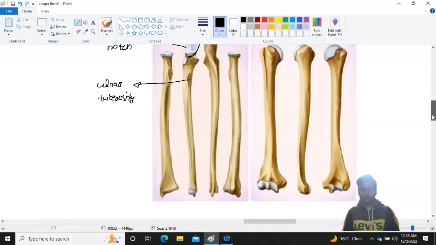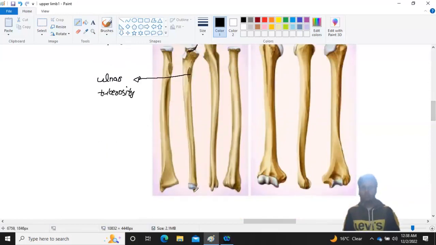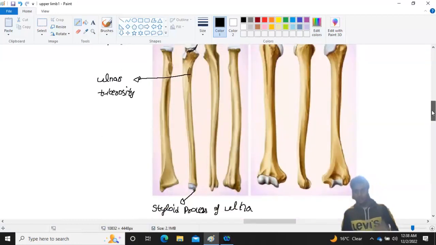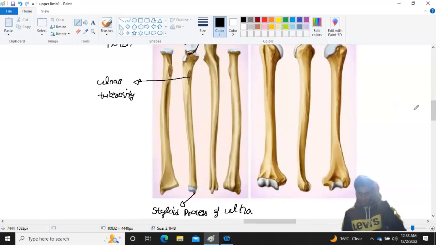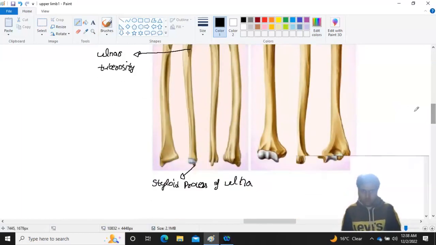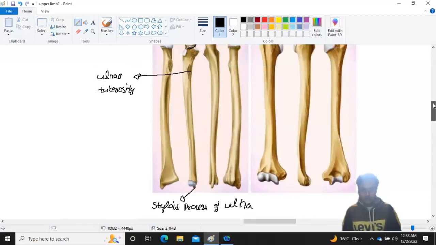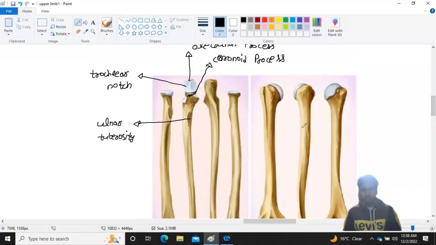Then here, the pointed part is called the styloid process of the ulna. Done. And the next is borders. It also has borders and surfaces.